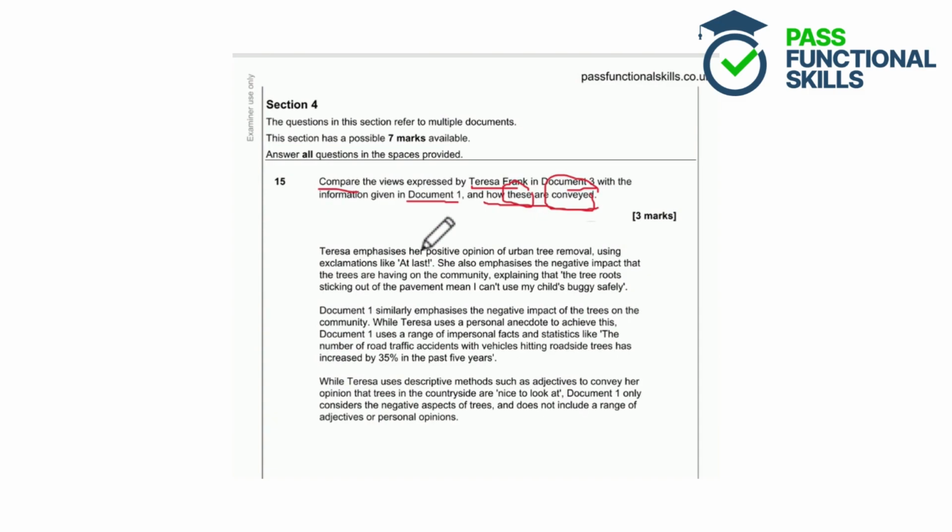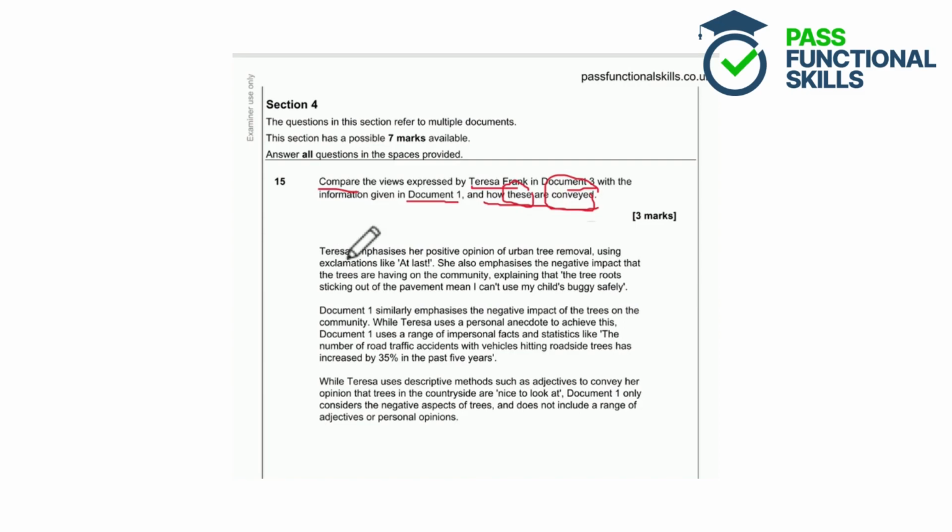Document 1 similarly emphasises the negative impact of the trees on the community. While Teresa uses a personal anecdote to achieve this, Document 1 uses a range of impersonal facts and statistics, like the number of road traffic accidents with vehicles hitting roadside trees has increased by 35% in the past 5 years. While Teresa uses descriptive methods such as adjectives to convey her opinion that trees in the countryside are nice to look at, Document 1 only considers the negative aspects of trees and does not include a range of adjectives or personal opinions.